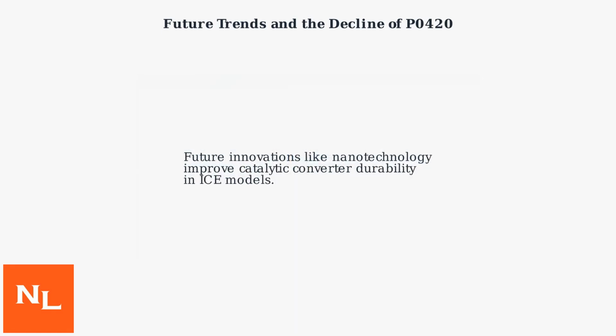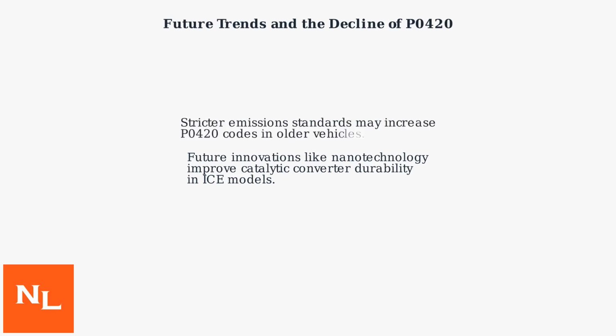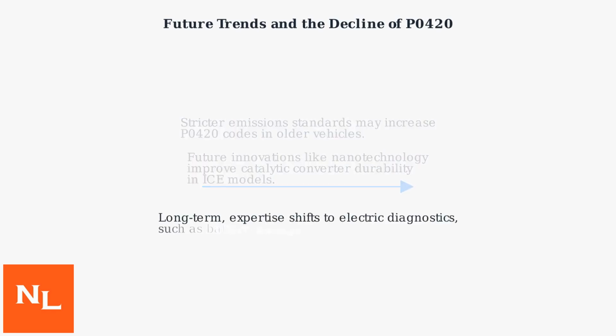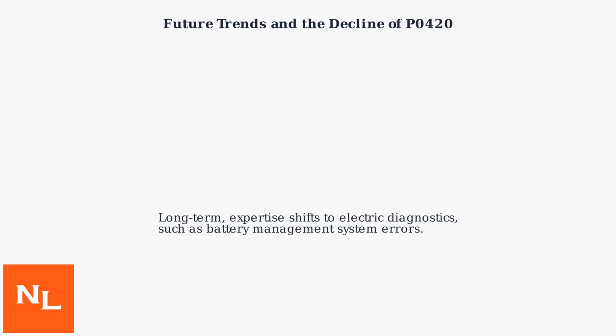Future innovations in catalytic converter technology, such as nanotechnology for improved durability, may further decrease P0420 incidents in remaining ICE models. However, stricter emission standards may cause more P0420 codes to appear in older vehicles that don't meet new requirements. Long-term expertise in P0420 will shift towards electric diagnostic issues, like battery management system errors, as traditional ICE vehicles become less common.